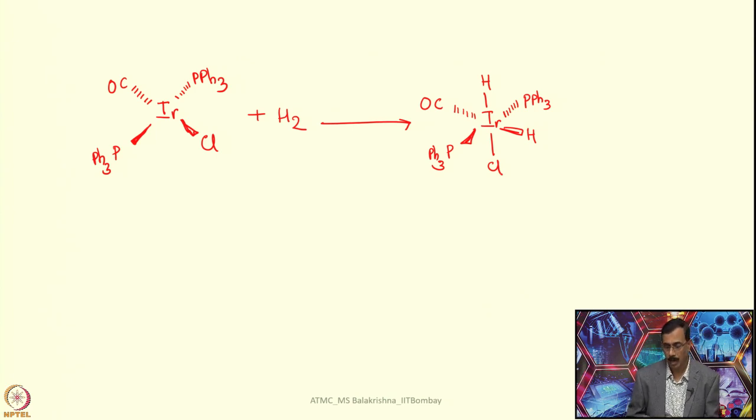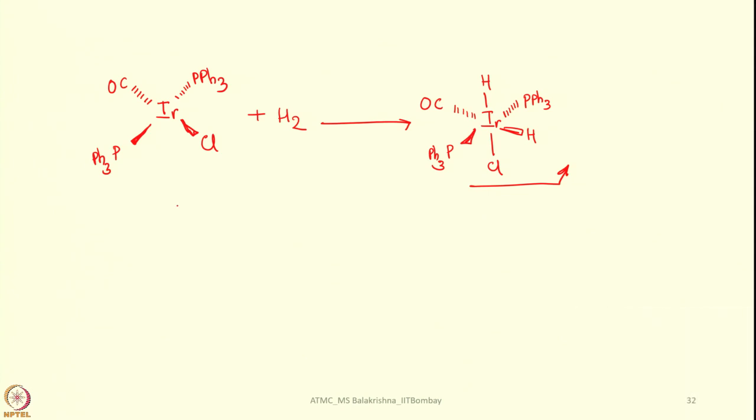As I mentioned, I will be elaborating this reaction later, keeping both thermodynamic and kinetic aspects in mind, to see how this reaction is reversible. I would give you more information about this reaction. Now let us see what other methods we have to make a metal to hydrogen bond. Another important method is sigma bond metathesis.